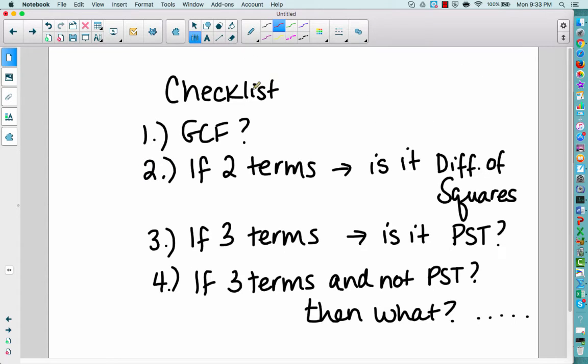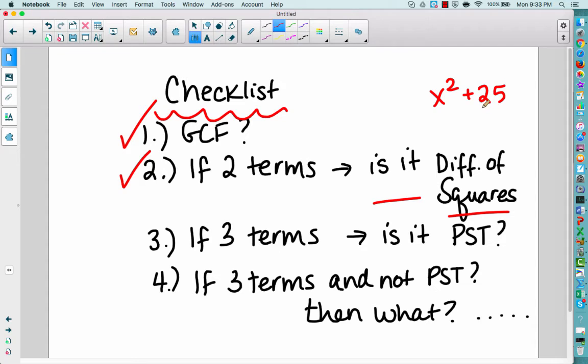All right, so we go through the checklist. The checklist is really, really important, guys. Have you gone through number 1 and checked if there's a GCF? If it's 2 terms, is it the difference of squares? It may not be. X squared plus 25 is not the difference of squares. It's 2 terms, but it's the sum of squares. There's no factor pattern for this. Not factorable. All right, if it's 3 terms, is it a perfect square trinomial?